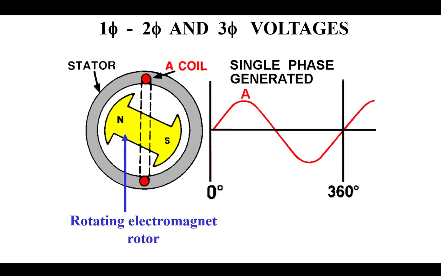1, 2, and 3-phase voltages. In our homes, single phase or one phase voltage is what we have. And if we see how that's produced, we see a generator here and it has a coil. Now, let's think about this a little bit.